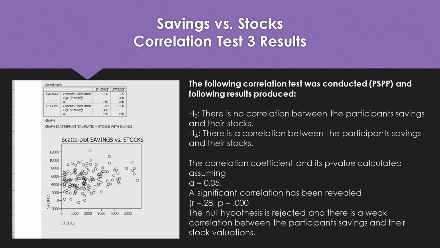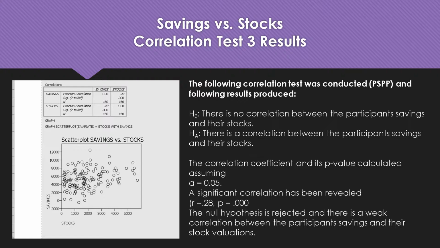Savings versus stocks, correlation test number 3. Well, as stated, there's no correlation between the participants' savings and their stocks, and the alternative, there is a correlation between the participants' savings and their stocks. A significant correlation was revealed based on our testing. R equals 0.28 and P equals 0.000, as indicated by the graph at the top left.